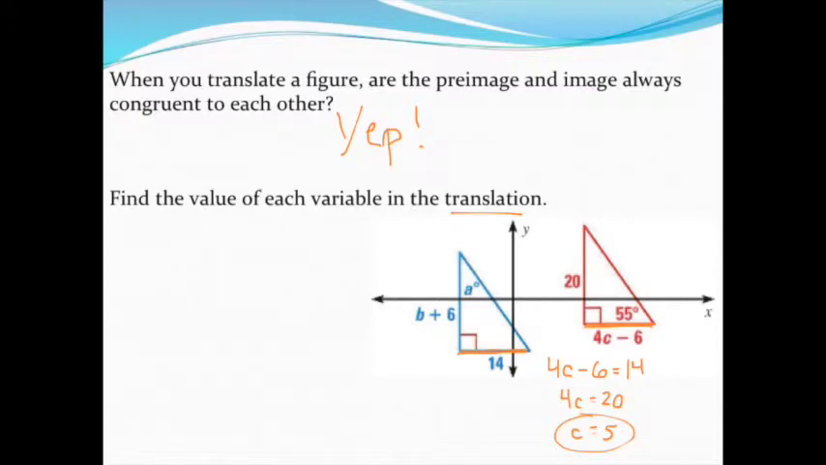Next up, we said we're going in reverse alphabetical order, so let's find B. B is located on the left side of the triangle. And again, since we translated this, all that means is that it's the same side, just in a different location. So those two pieces must be the same length. So B plus 6 has to be equal to 20. And if I subtract 6 from both sides, then B, of course, has to be 14.